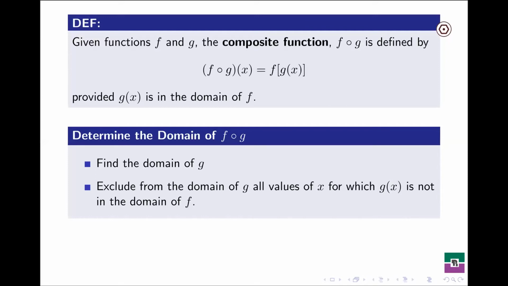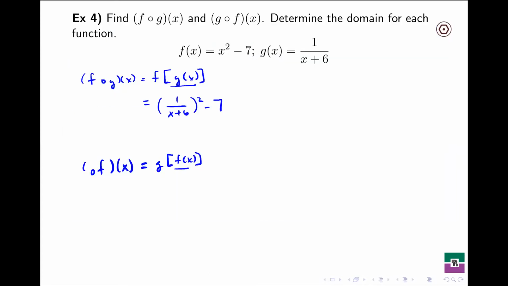First off, find the domain of g, because it's got to be able to pass through g first. And then whatever comes out of that, g of x, it's got to be able to go through f. So then we'd have to exclude any values for which g of x is not in the domain of f. Okay, so I'm going to show you the examples we just did and talk about their domains. First, let's do f composed with g of x.